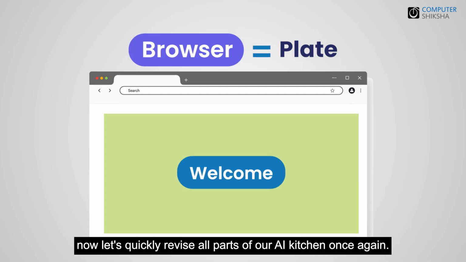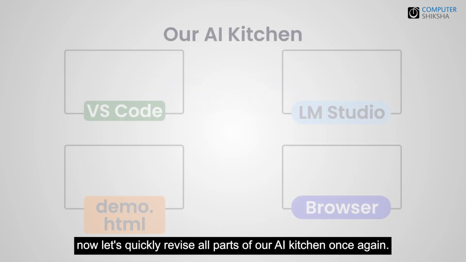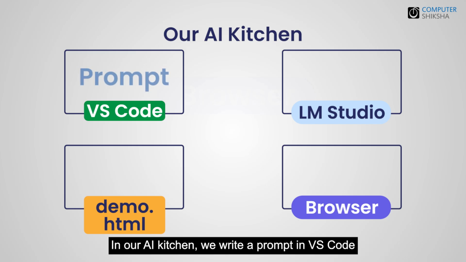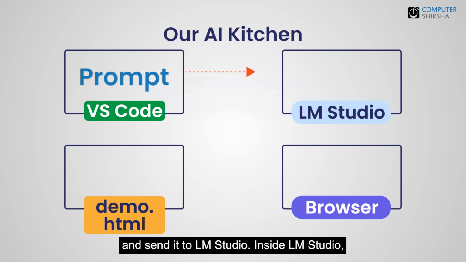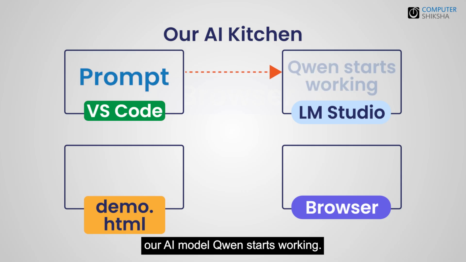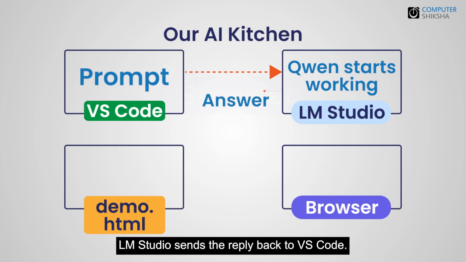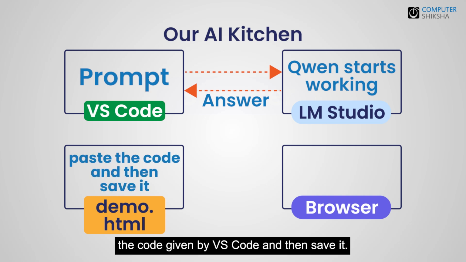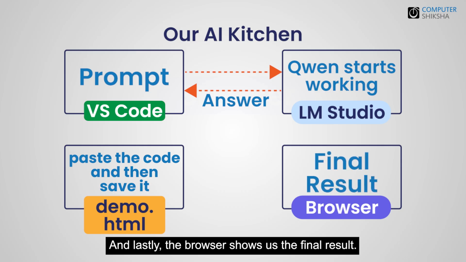Students, now let's quickly revise all parts of our AI kitchen once again. In our AI kitchen, we write a prompt in VS Code and send it to LM Studio. Inside LM Studio, our AI model Quen starts working. LM Studio sends the reply back to VS Code. In the demo.html file, we first paste the code given by VS Code and then save it. And lastly, the browser shows us the final result.